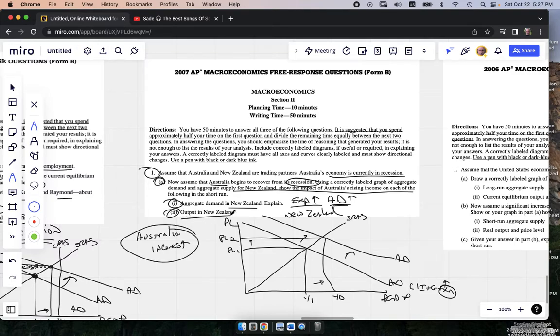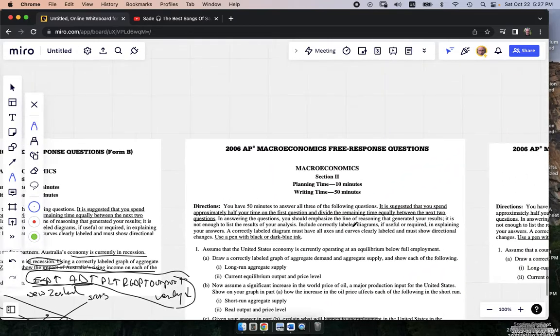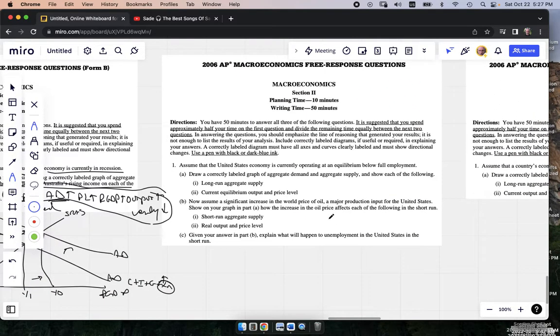If I want to get to output, they don't ask us to explain output. You could just say output goes up here and be done with it. But you and I know when aggregate demand goes up, we should say at the same time, price level goes up, real GDP goes up, output goes up, and unemployment goes down. The quicker you can know all of that in your brain, the much better off you are for being able to do these really fast on the AP exam.